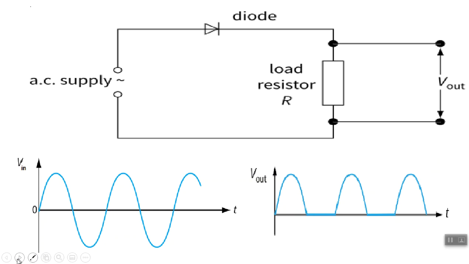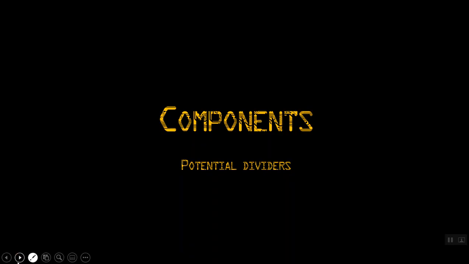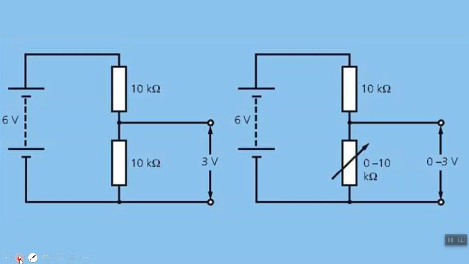So now next we're going to look at potential dividers. Okay, so a potential divider is not a component, but it's a way that we set up our circuit where we share our voltage amongst two resistors.